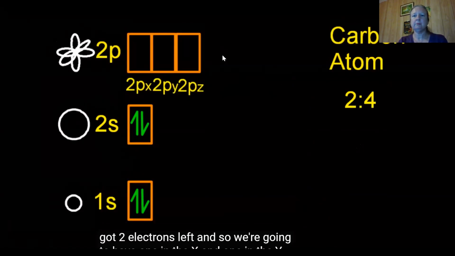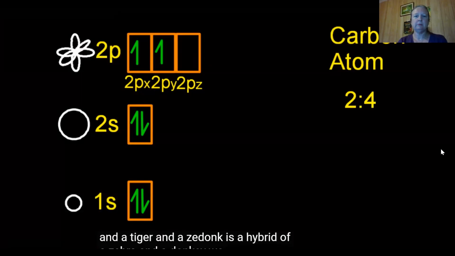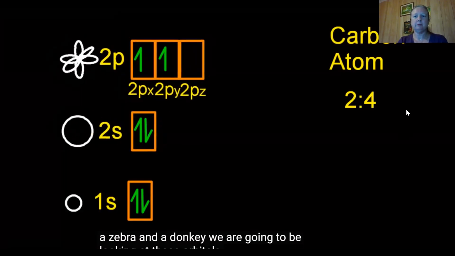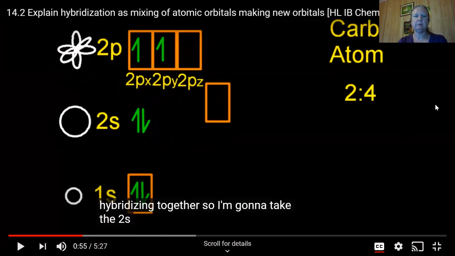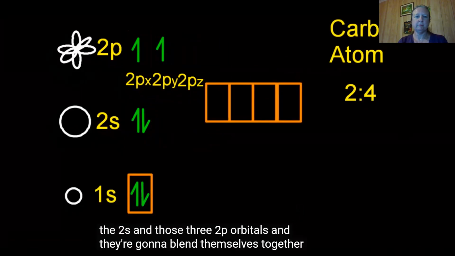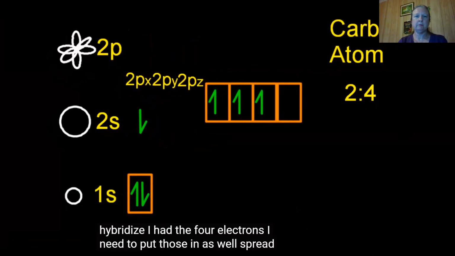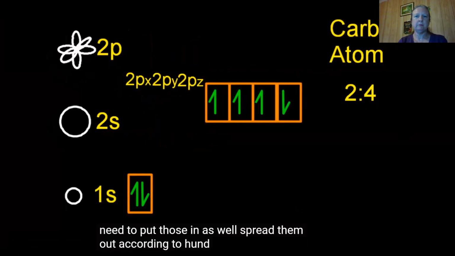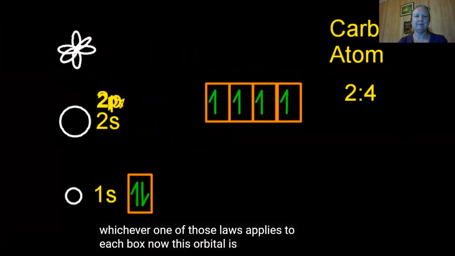So just like a liger is a hybrid of a lion and a tiger, and a zedonk is a hybrid of a zebra and a donkey, we are going to be looking at these orbitals mixing up and hybridizing together. So I'm going to take the 2s and those 3 2p orbitals, and they're going to blend themselves together, hybridize. I had the 4 electrons, I need to put those in as well. Spread them out according to Hund, Aufbau, and Pauli, whichever one of those laws applies to each box. Now this orbital is a hybrid orbital.